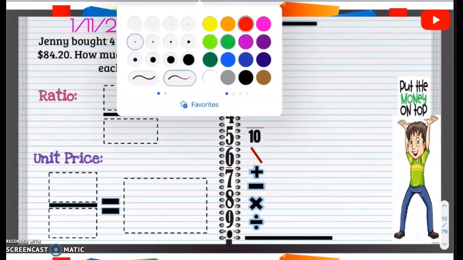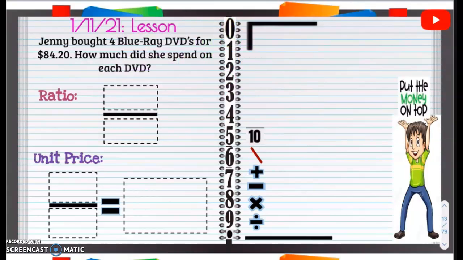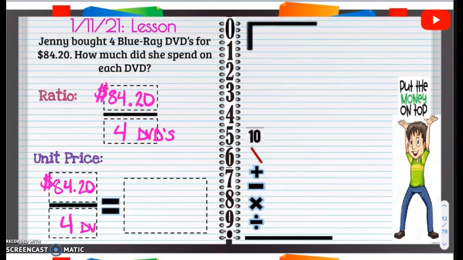All right, so first we are going to take a look at our ratio. So remember, money on top. Look at our money on top over here. Money on top. So we have $84.20. And she bought that 4 Blu-rays, so 4 DVDs. All right, remember, all we're going to do, $84.20 divided by the 4 DVDs.